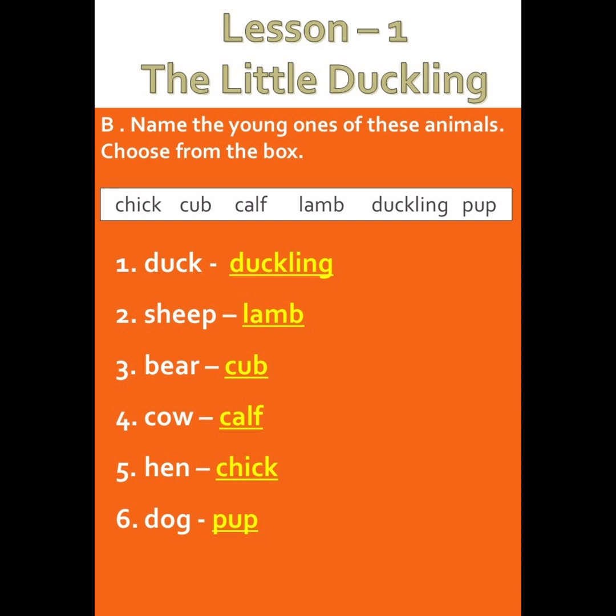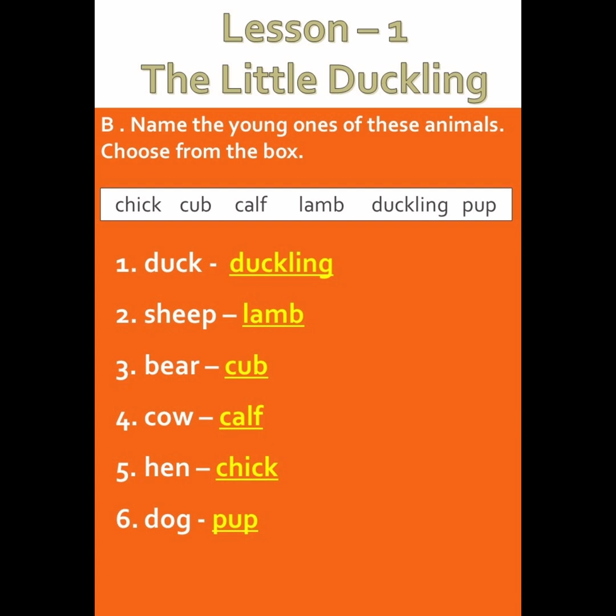Children, now open your English reader workbook to page number 3. Page number 3, lesson 1, The Little Duckling. Only exercise B and C is in our syllabus. So let's start doing. You will do this exercise in your workbooks. Take out your pencils and books and start doing along with me.